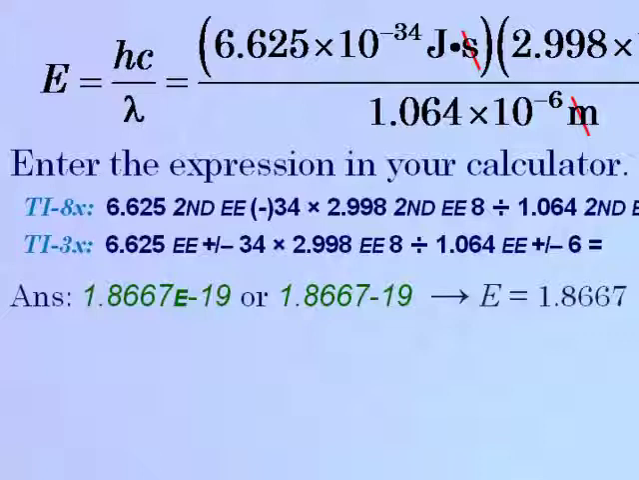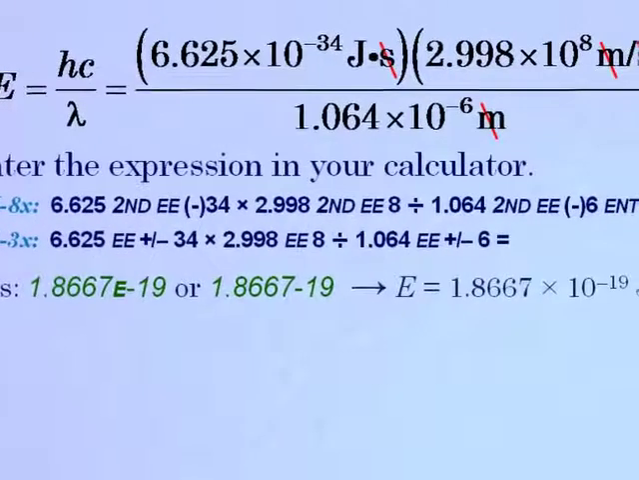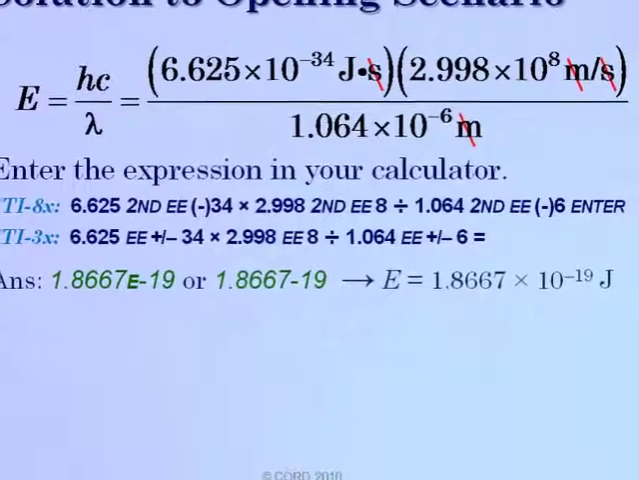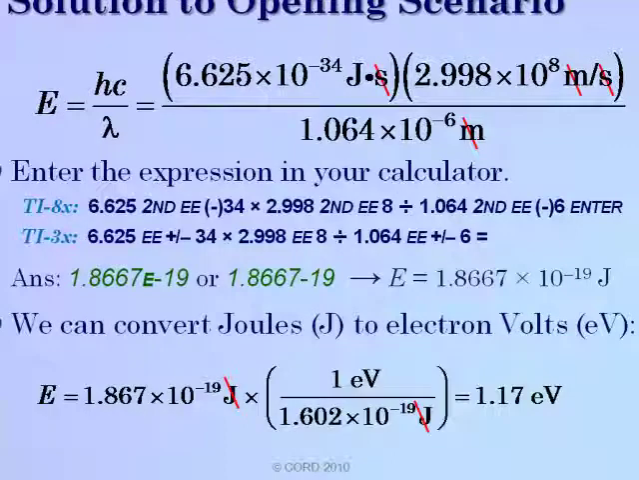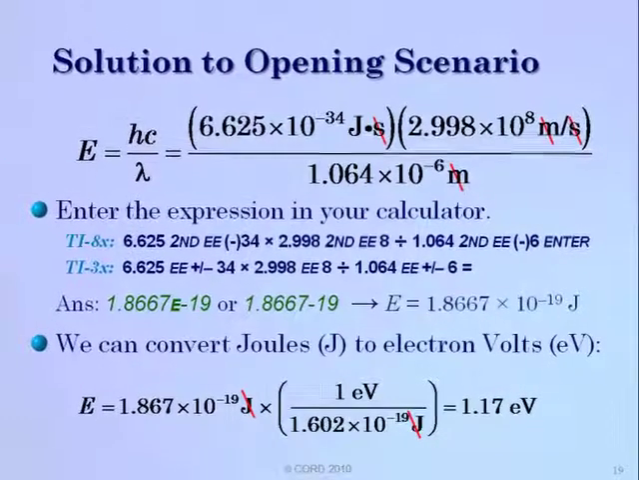1.8667 with the E to the minus 19, or 1.8667 just with a negative 19 there, indicating that the answer is 1.8667 times 10 to the minus 19 joules. The answer in scientific notation. And we can also convert joules to electron volts by multiplying by a unit ratio: 1.867 times 10 to the minus 19 joules times 1 electron volt per 1.602 times 10 to the minus 19 joules. The joules will cancel, leaving us with electron volts. And if you enter that expression into your calculator, you will get 1.17 electron volts.